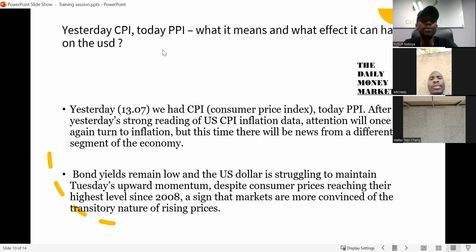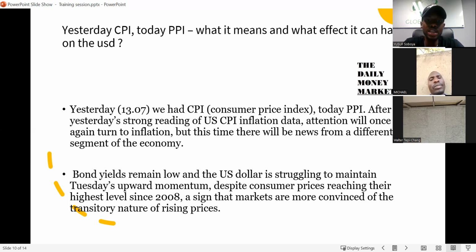So we saw CPI yesterday, today it's PPI, what it means and the effect it can have on the USD. Yesterday was the 13th of July when we had the CPI, consumer price index. Today it will be the producer price index. After yesterday's strong reading of US CPI inflation data, attention will once again turn to inflation, but this time there will be news from a different segment of the economy.